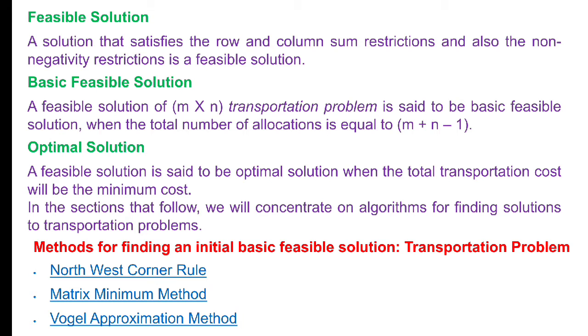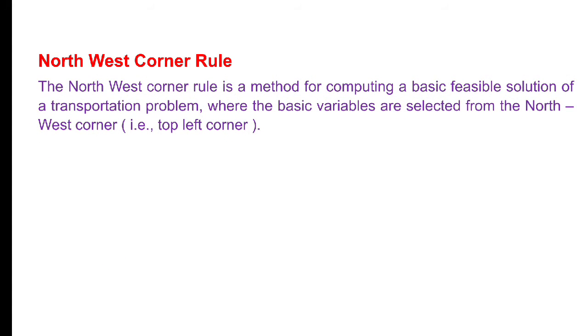Northwest corner. Whatever is at the top will be north, the left part will be west, the right part will be east, and the down part will be south. So this is the way we consider the northwest corner. Now to solve it: the northwest corner rule is a method for computing a basic feasible solution of a transportation problem where the basic variables are selected from the northwest corner, that is the top left corner. Usually we take this method into consideration.